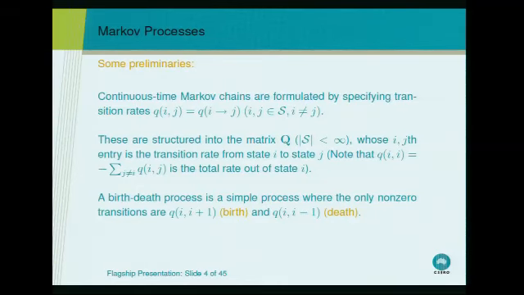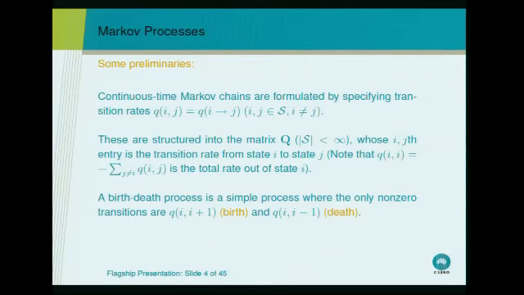Continuous time Markov chains are formulated by specifying a set of transition rates, which we denote Qij. Qij represents the rate at which we transition from a state i to another state j in a state space denoted S. For processes with a finite state space, we structure these into a matrix which we call a Q matrix, whose ijth entry is this transition rate from state i to state j, and whose diagonal entries represent the negative of the total rate out of state i.